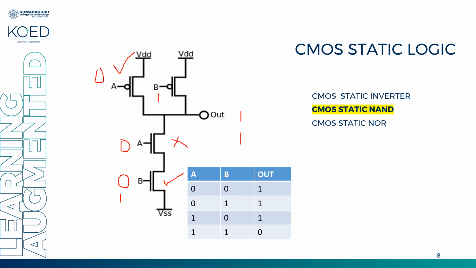So this will not act as a closed switch, it will be an open switch. From here to this node there is no path. This transistor is in on condition, but even though this is on, this one is in off condition, so you don't have a path from output to VSS. Okay, so now next let me analyze.